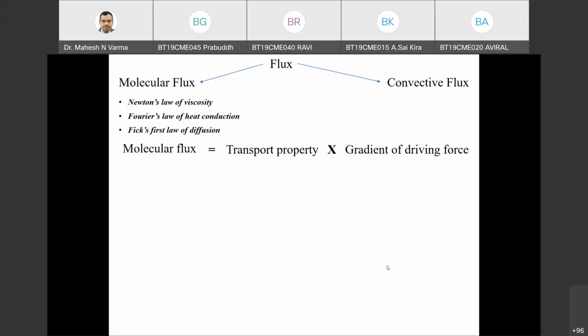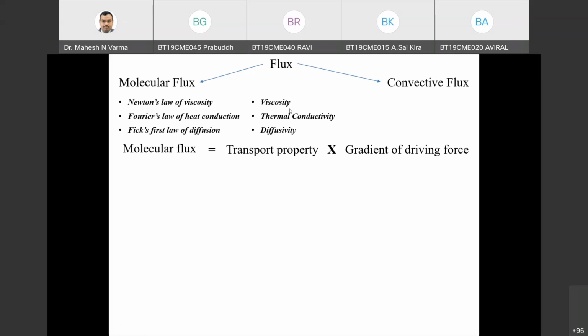So molecular flux equals transport property times gradient of driving force. This driving force was uneven in all these three. In mass transfer it is a gradient of quantity per unit volume, so we tried to make them similar, and this gives three constants. Molecular flux is transport property times gradient of driving force, so it gives viscosity in momentum transfer, thermal conductivity in heat transfer, and diffusivity in mass transfer.